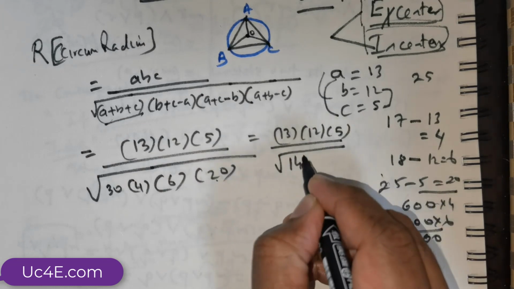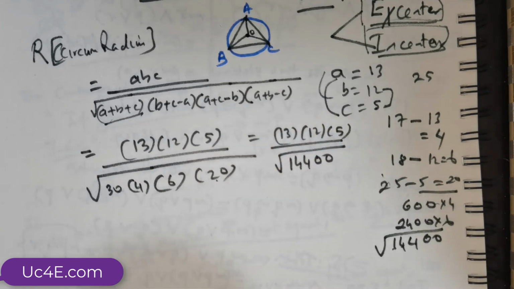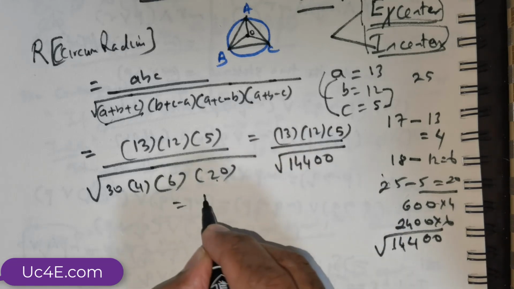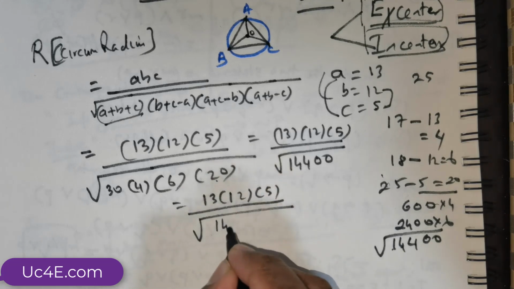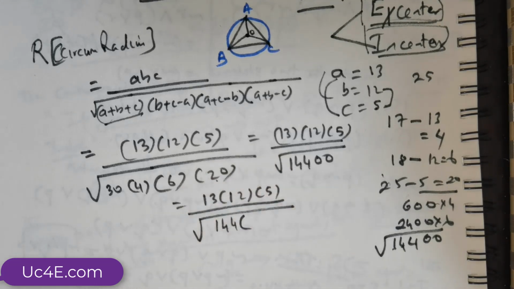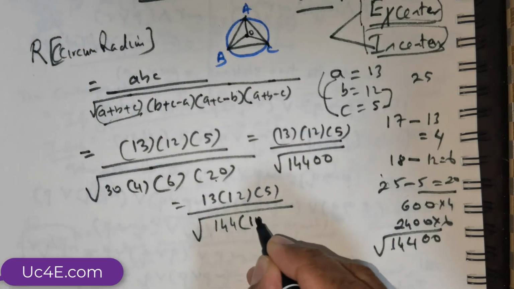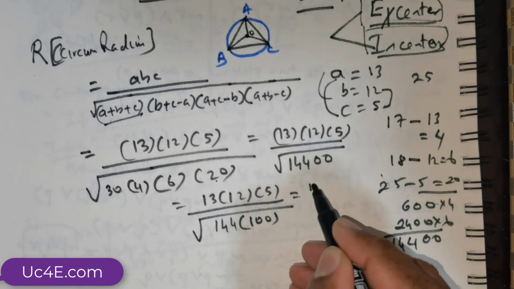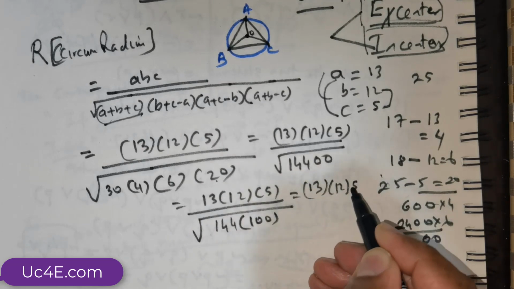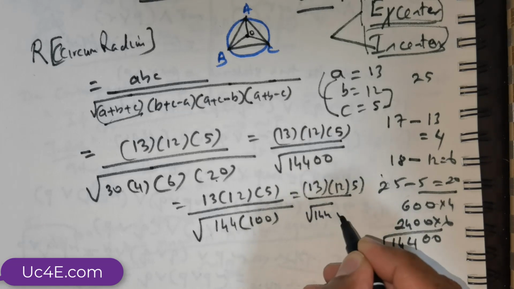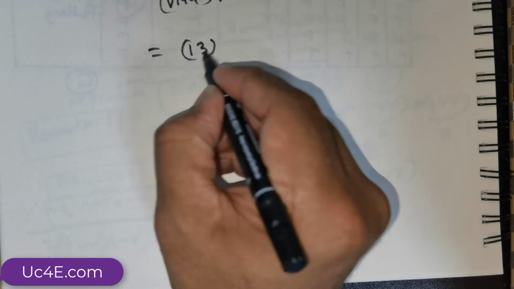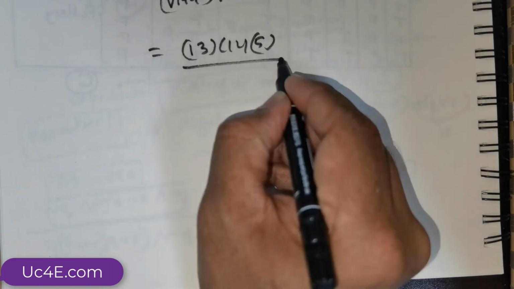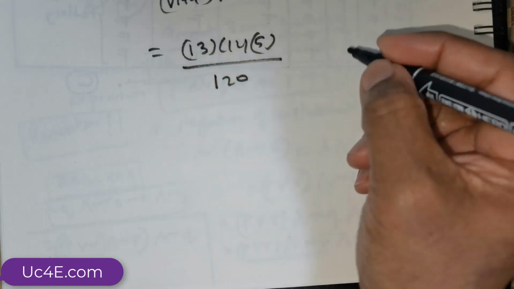So let me write that down, 14400. This can be rewritten as, if you don't have a calculator, then this is the best way to rewrite. So it's going to be 144 multiplied with so many number of zeros, right? So this can be further rewritten as 13 times 12 into 5 divided by root of 144 times root of 100. So this is equal to 13 into 12 into 5 divided by 120. This is what we have got.